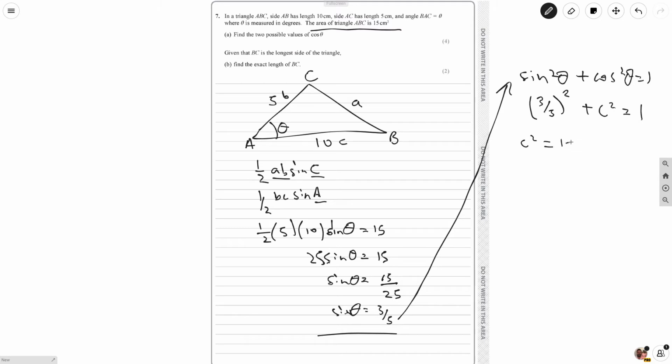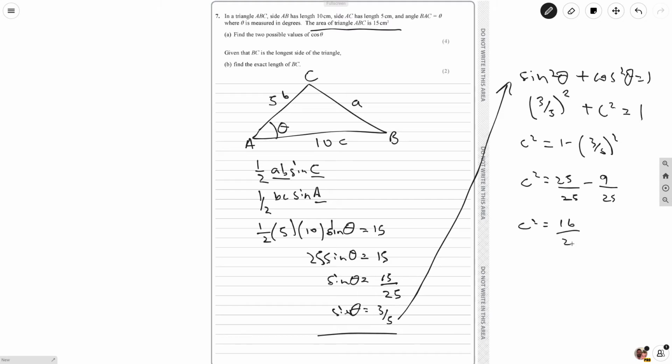So this is going to be 1 minus this value here. You could pop that into your calculator, but it's not too difficult to do. If I write this as 25 over 25, the reason for that is that I know this is going to become 9 over 25, so I wanted the same denominator.